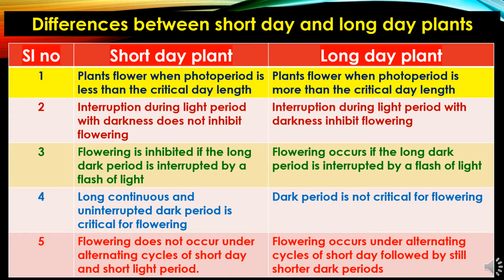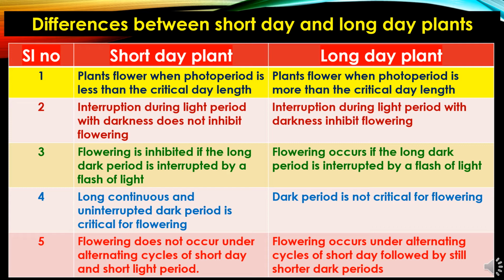Now we will study the differences between short day and long day plants. First, in short day plants, plants flower when the photoperiod is less than the critical day length, while in long day plants, plants flower when the photoperiod is more than the critical day length.